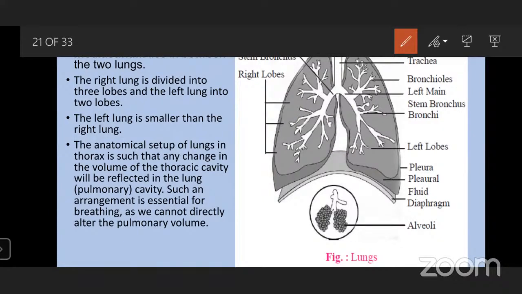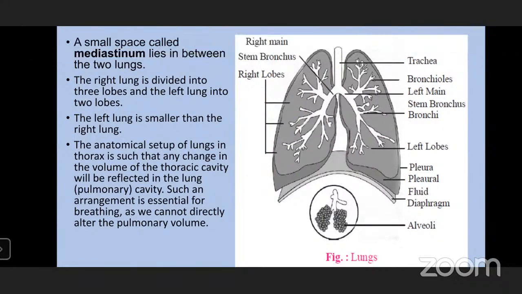If there is any change, because the lungs are bounded on all the sides, the anatomical setup of lung in thorax is in such a way that any change in the volume of thoracic cavity will be reflected in the lung. Such an arrangement is essential for breathing, because we cannot directly alter the pulmonary volume of the lung. We cannot adjust it directly. So it depends on the volume of thoracic cavity.